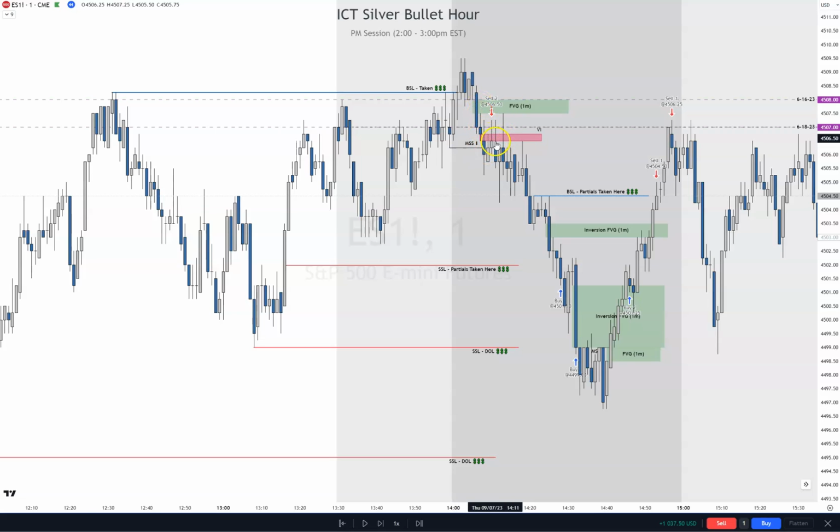Volume imbalance was being respected, so we took a trade, and we were aiming for these 2 lows right here. We took a partial about the consequent encroachment of this big fair value gap here, about 60 to 70%. And then to hit our TP over here at like a 2.5 R trade.